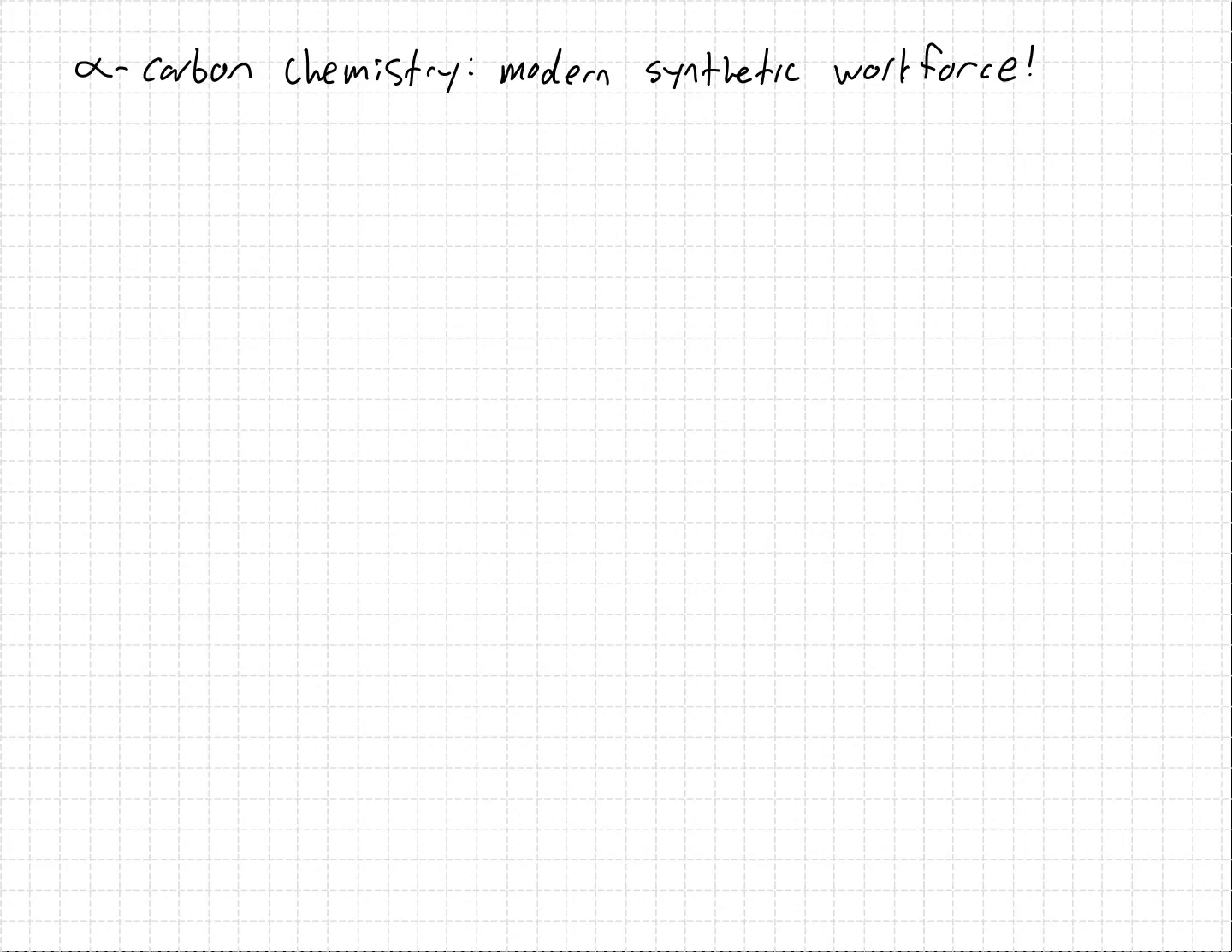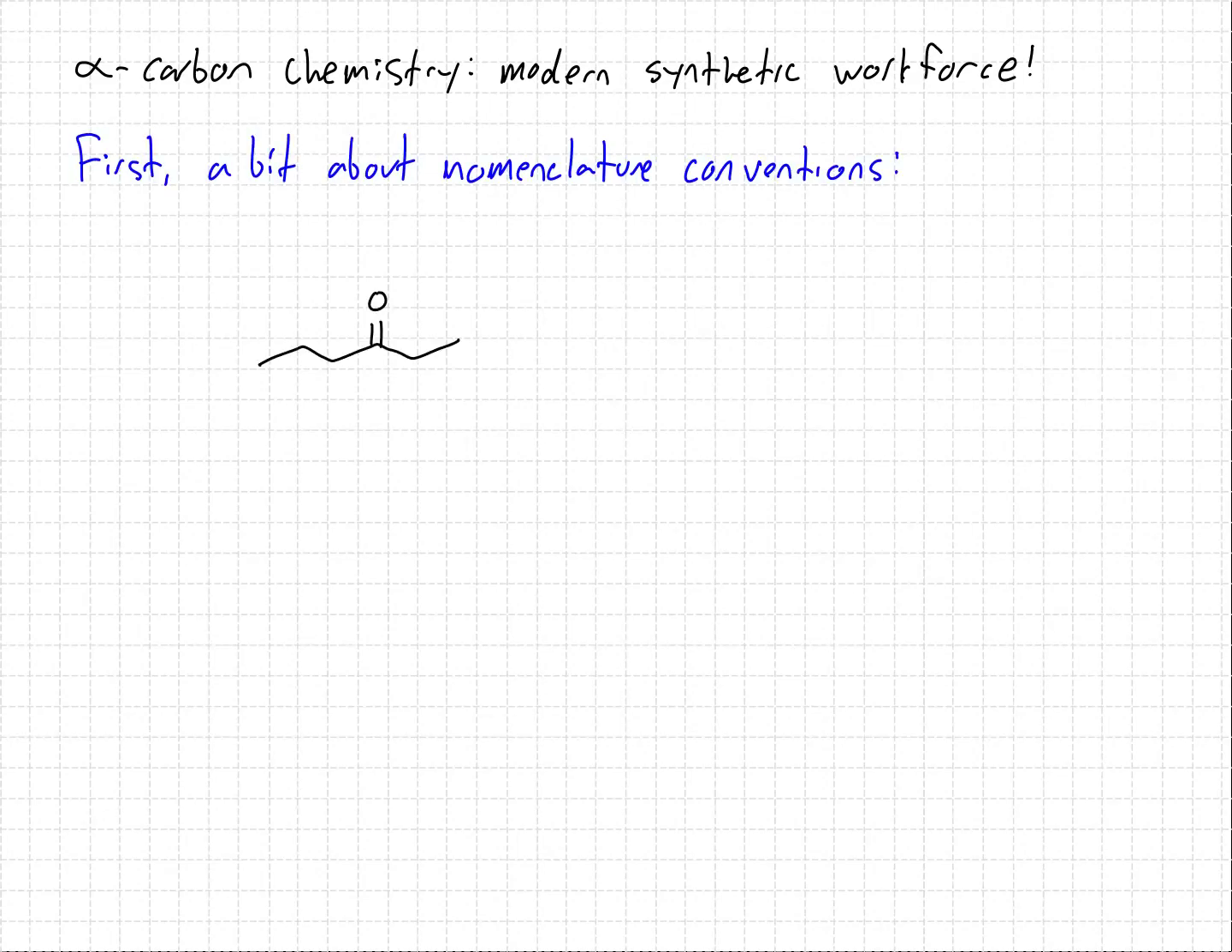Next, we'll move on to Chapter 21, which covers alpha carbon chemistry. Now, this is a modern sort of workhorse in synthetic chemistry, and there's a lot of historically important reactions that we'll be discussing here. Before we get into the chemistry of it, we're going to talk a little bit about nomenclature conventions throughout the chapter.